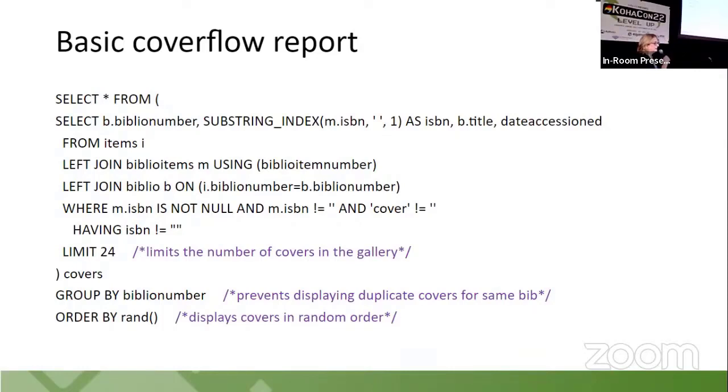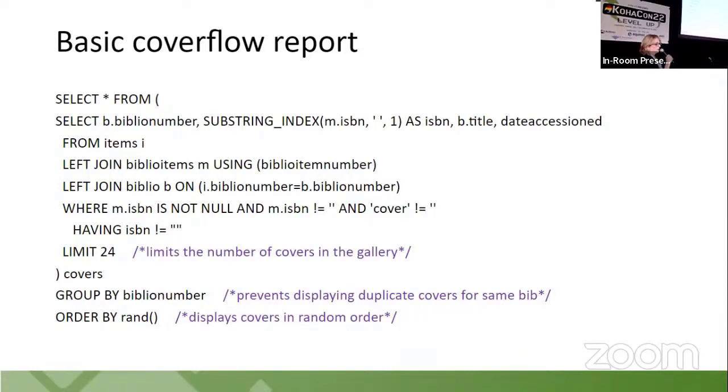So this was the basic Coverflow report we started from. I'm a big fan of finding something that works and using it just like that if that's what works, or using it as a basis for making it into something new. And so this is where we started, and it's bringing in the biblio number, the ISBN, the title, and the date accessioned from the items. And then you'll see there later on it has limit 24, so that's where it's going to only include 24 at a time.